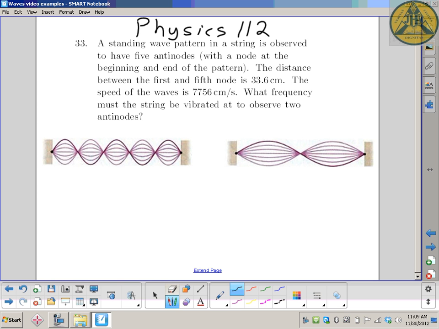This is a grade 11 physics question about standing waves. It's question 33 from your workbook, the most mathematically intensive question that we get, so we'll work that one out so you have an example to study from for tests and exams.